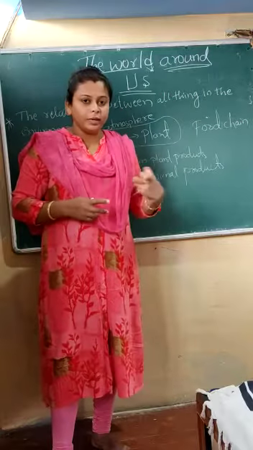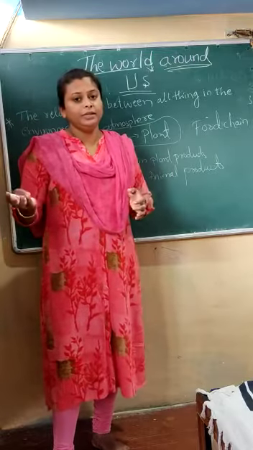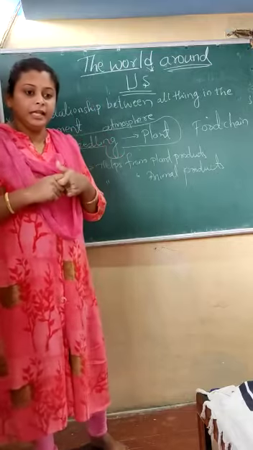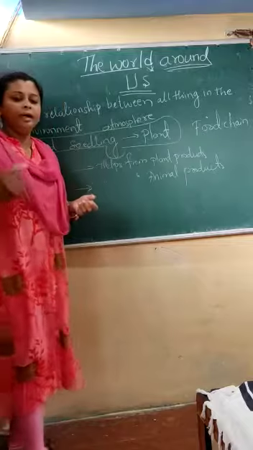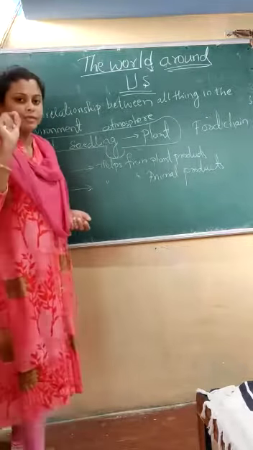One substance will not be independent by leaving the other substance. That is just like a chain. There is a chain relationship between all the things. For example, we will start from a small seed. Okay, we have a small seed.